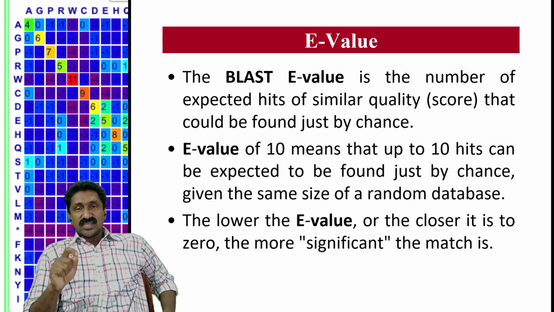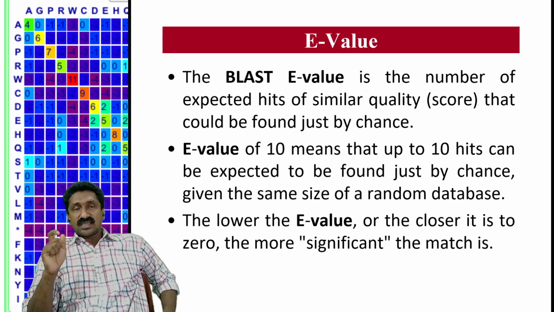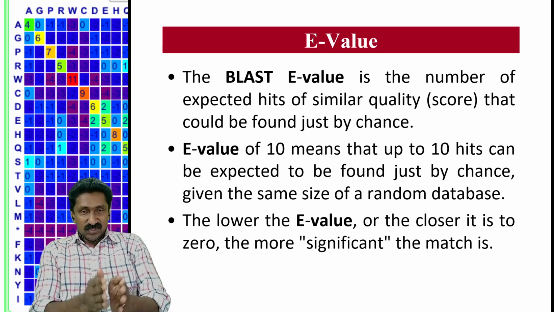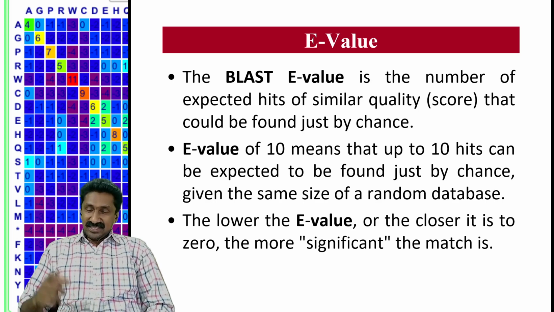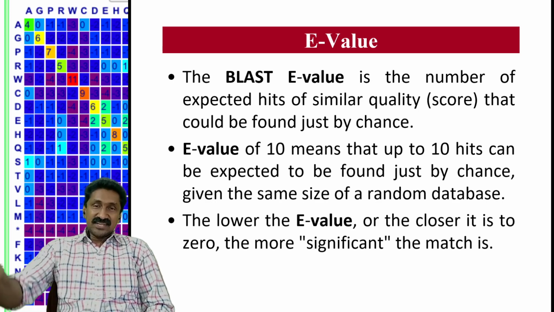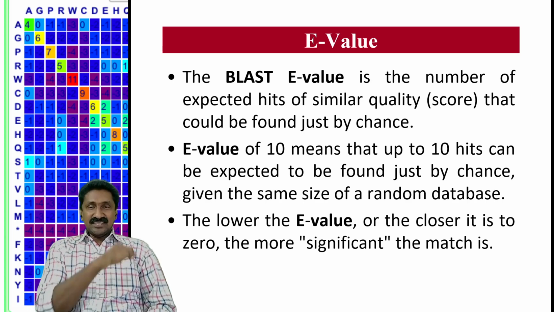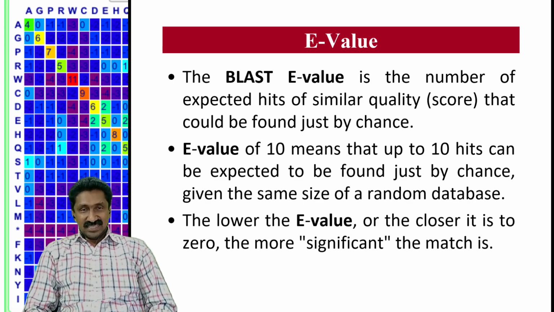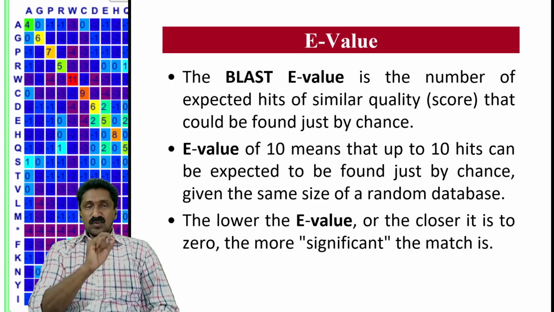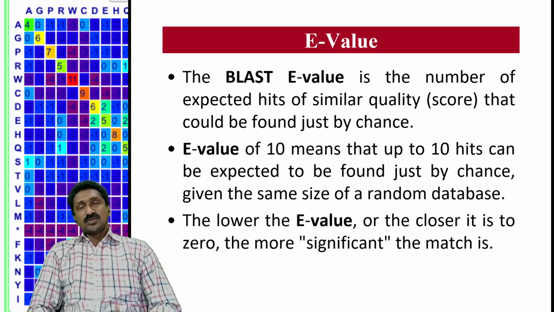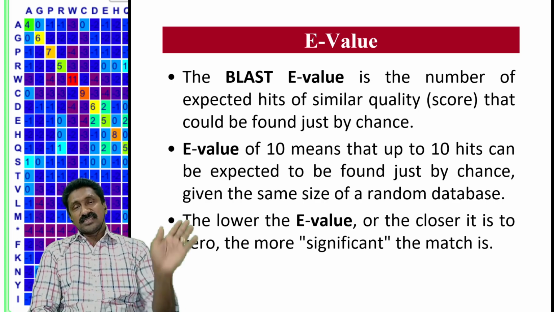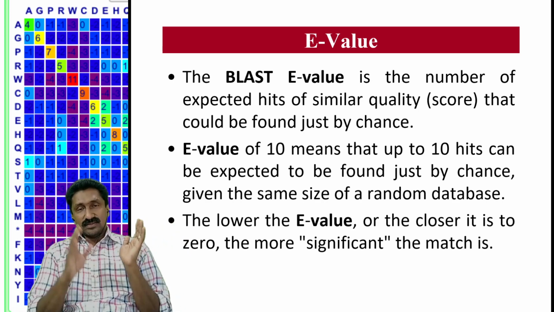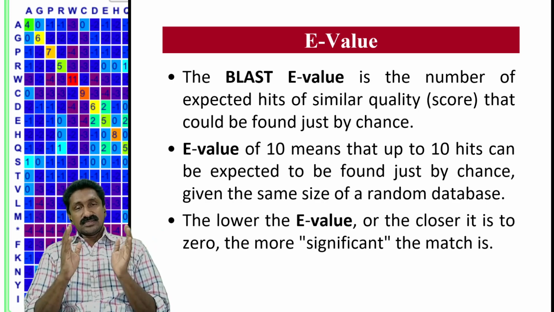An e-value of 10 means that up to 10 hits can be expected just by chance. So if your alignment score has an e-value of 1, that means you can expect at least one wrong alignment, just like that one, by chance. So the e-value should be 0 or closer to 0 to become significant, because if it is 0, that means there are no chance alignments of that manner.